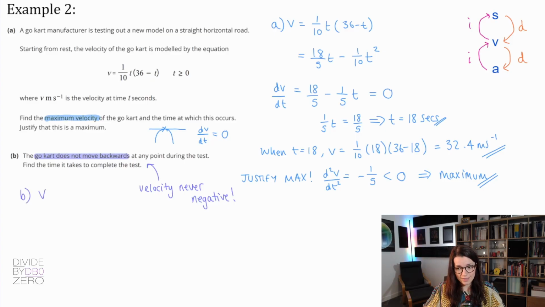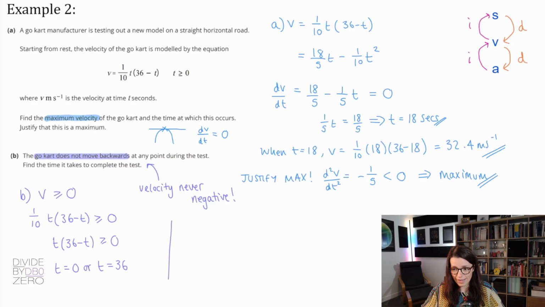So if we say v is always going to be greater than or equal to 0, we can sub in our v equation and then just solve this as you would a normal quadratic inequality. So I would divide through by 1/10, which gives this. That means if it was equal to 0, then t would either be 0 or 36.